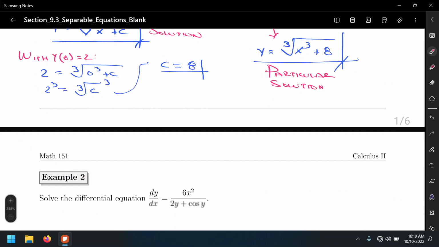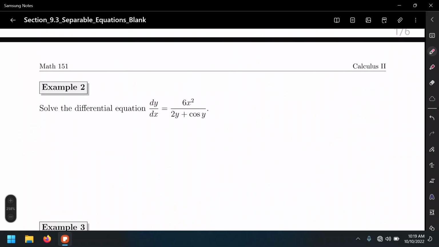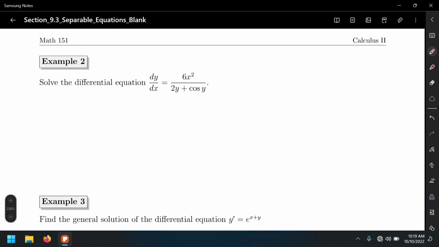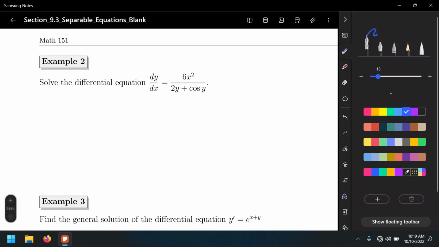For the next example, solve the differential equation dy/dx equals 6x squared divided by 2y plus cosine y. Well, in this case, they're not asking us for a particular solution, just a general solution. And we know that because we're only given the equation. They're not giving us any initial condition in here. Let's see if we can separate the variables here, because in some cases, it may not be the case.